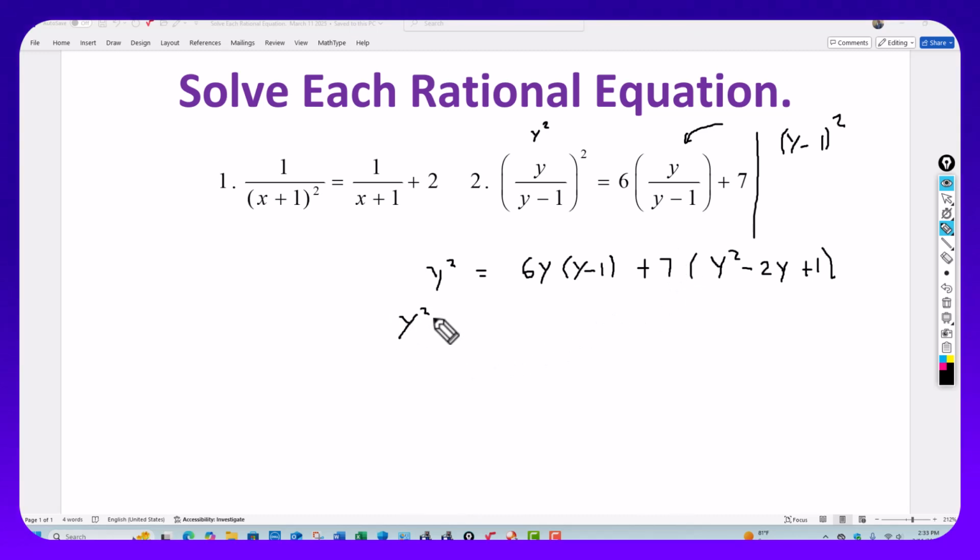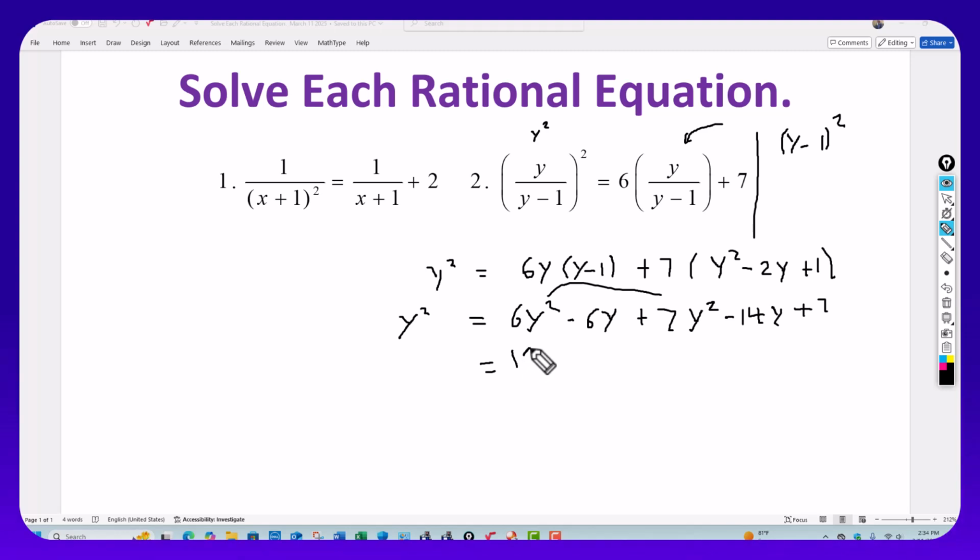So we got y squared here. Multiply through here by 6y, we get 6y squared minus 6y. And this plus, multiply the y squared minus 2y plus 1 by 7, you get 7y squared minus 14y plus 7. So let's combine. So you got a 7y squared here and a 6y squared. That's 13y squared, but then we're going to bring this y squared over, becomes a minus y squared.